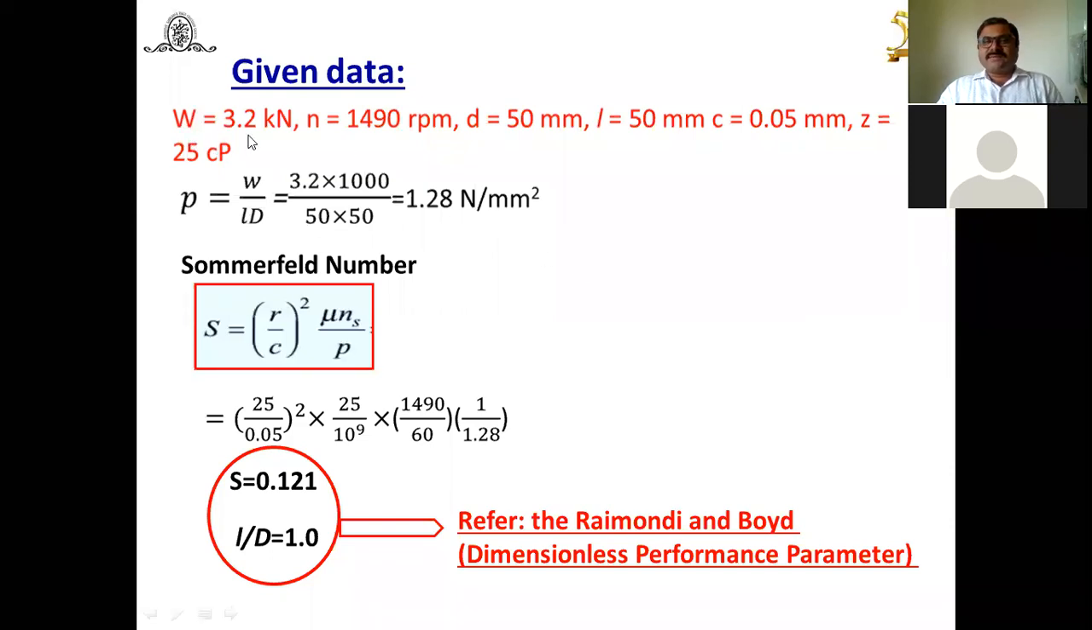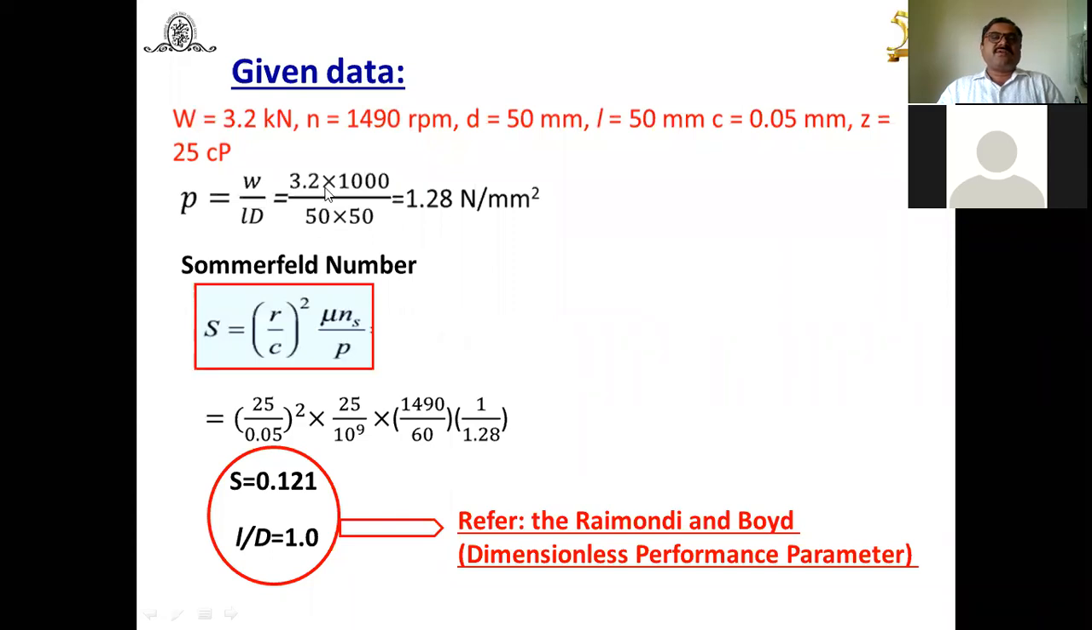The load acting is given as 3.2 kilonewton. Speed is given as 1490 rpm. Diameter and length of the bearing are given, so from these you will get the L by D ratio. This is an important one, because based on that we decide: if the L by D ratio is greater than 1, it is a long bearing; when it is less than 1, it is a short bearing. Here L is 50 mm and D is 50 mm, so you will get 1. Then the clearance C is 0.05. Then mu, that is the viscosity, is 25 cP.